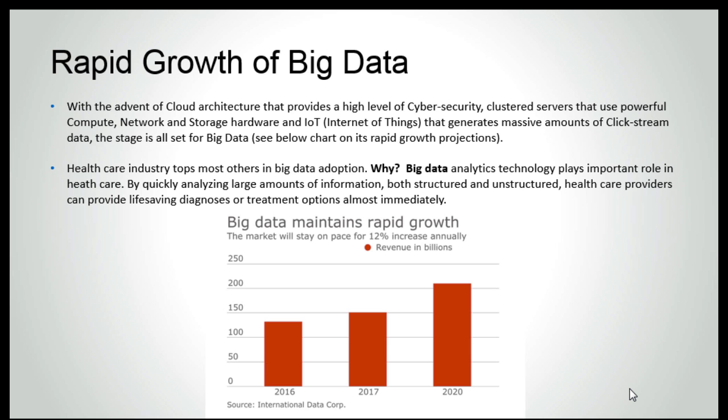Please refer to the picture provided by the International Data Corporation on big data growth. It shows a steady pace of growth at 12% increase annually, starting 2016 going up to 2020.